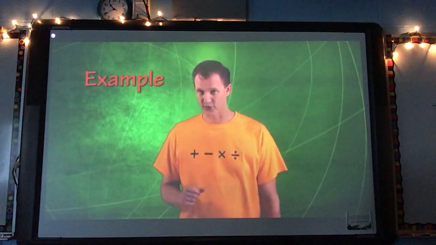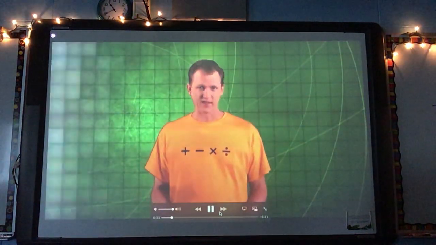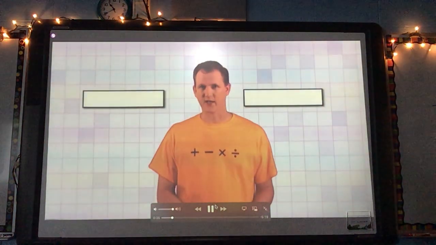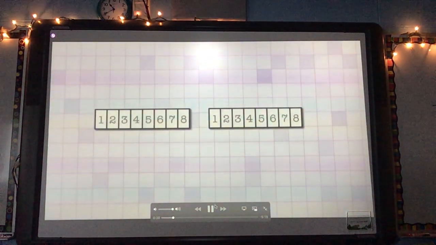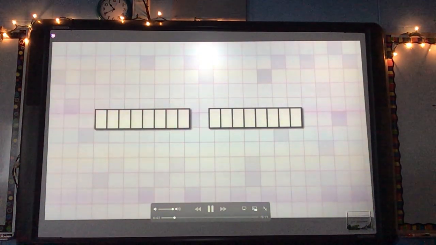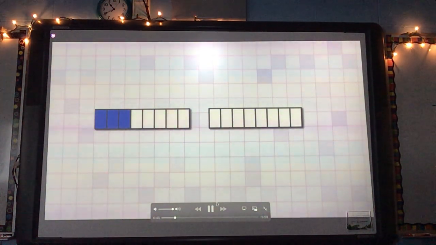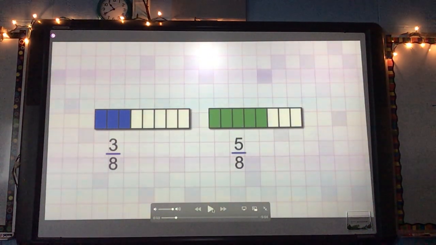Which of these fractions is greater, 3/8 or 5/8? To answer that question, let's start by drawing 2 rectangles and divide them into 8 equal parts. Since the rectangles are divided into 8 parts, each of those parts is called an eighth. Now, let's shade 3 parts of the first rectangle, or 3/8, and 5 parts of the second rectangle, or 5/8. All right, so looking at this fraction then, which fraction is larger, 3/8 or 5/8?